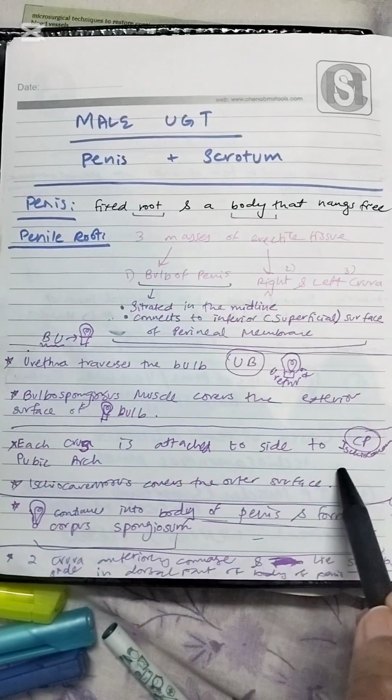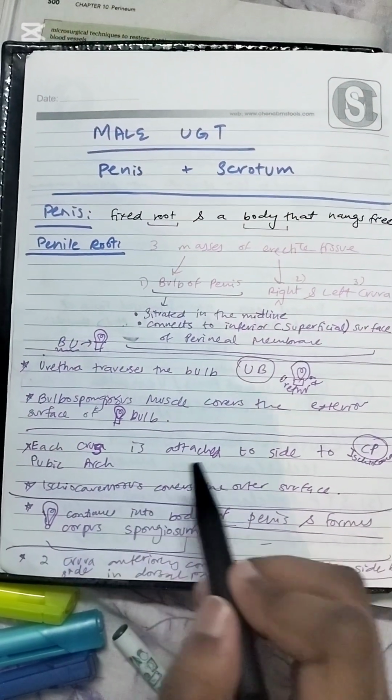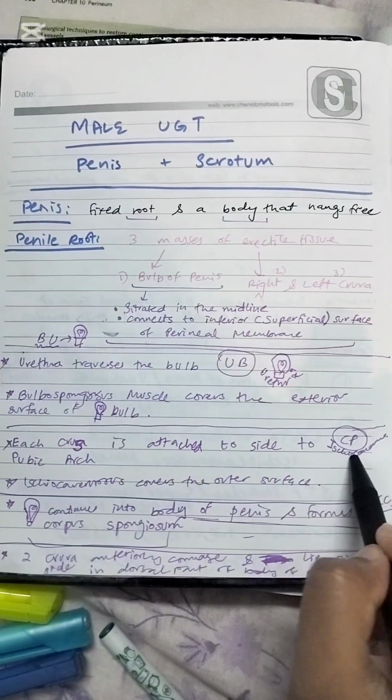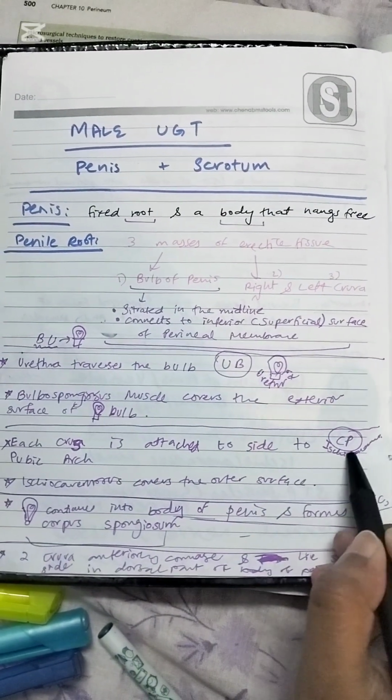Now let's talk about another mnemonic, which is CPI. So here we are going to talk about the crus. Each crus is attached to the side of the pubic arch. And the ischiocavernosus muscle is going to cover the entire surface.